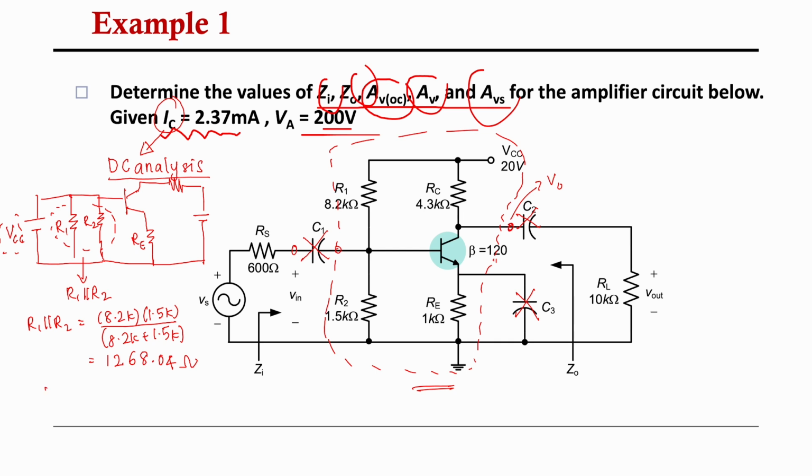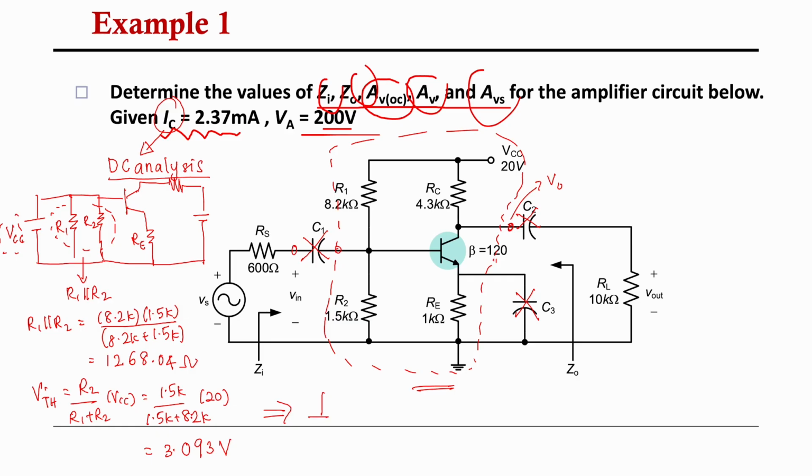And then instead of VCC, we need to find the V Thevenin, remember, because this is the voltage divider configuration. The V Thevenin will be R2 over R1 plus R2, times the value of VCC. So you get 1.5K over 1.5K plus 8.2K, times 20, and the value is 3.093. This is the value of voltage, and we can redraw the structure based on this.